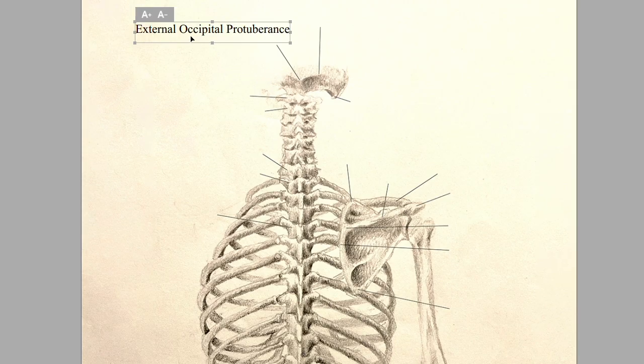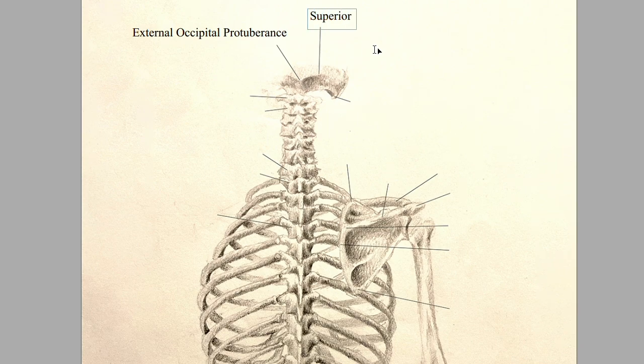So, external occipital protuberance. And then coming out laterally from that protuberance, there's going to be a line, this little line right here. And that line is called the superior nuchal line. Both the external occipital protuberance and the superior nuchal line are going to serve as attachment sites for a very large muscle that we're going to see here in the upper back.